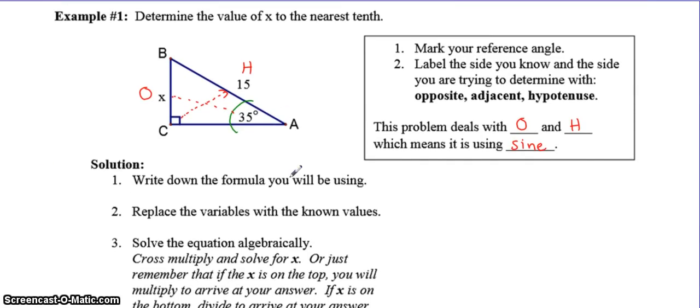So the first thing you do is write down the formula that you're going to use. So sine theta equals opposite over hypotenuse. You're going to replace the variables with the known values. Well, we know that theta is equal to 35. We don't know what the opposite is, but it's x. And the hypotenuse is equal to 15.